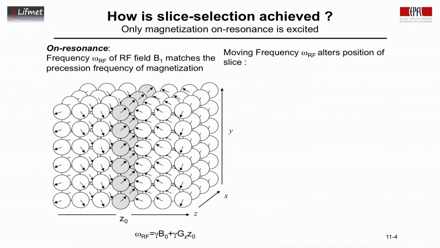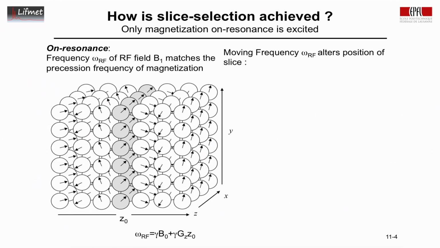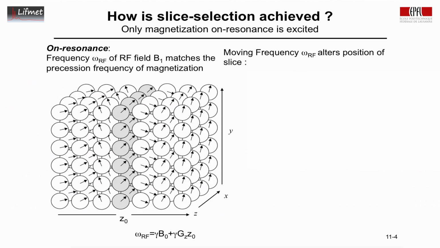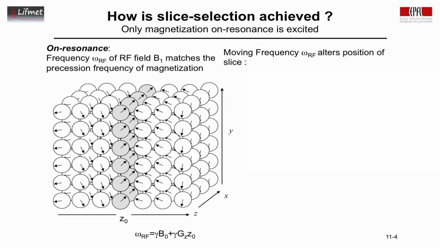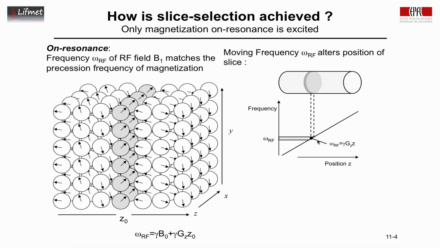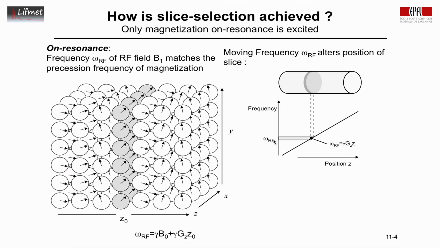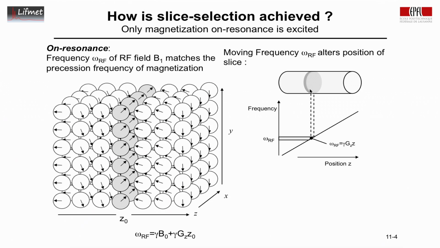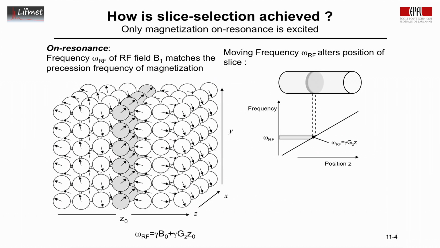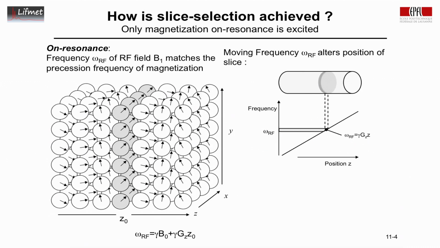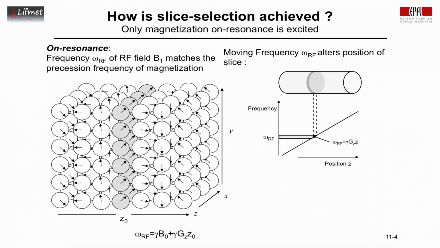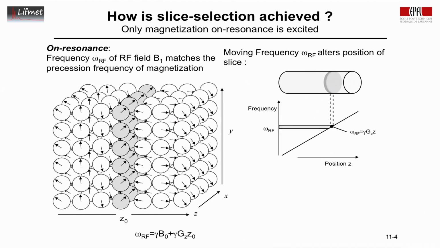And then it becomes a simple means of changing the frequency of the synthesizer to change the frequency of the RF field, and that alters the position of the slice. Here we are now in the rotating reference frame, so this term does not appear. The omega RF equals gamma Gz times z, and then we select in our object this slice here. Now if we change the frequency of the synthesizer, we will change the position of the slice, and as we see in this animation, it moves up and down as we change the frequency.